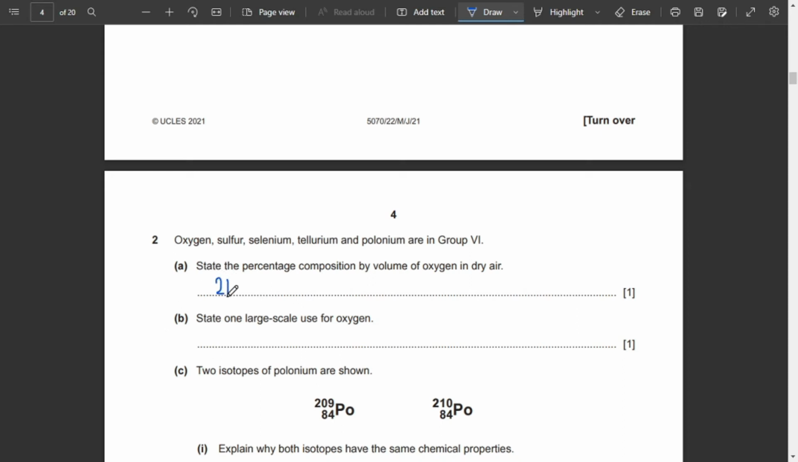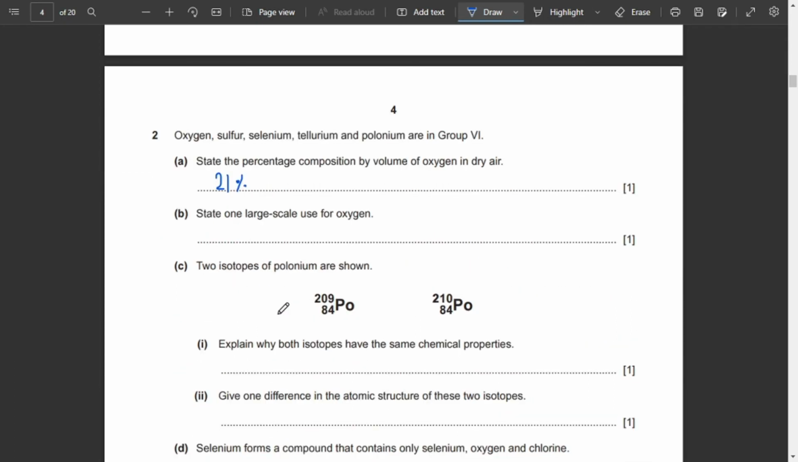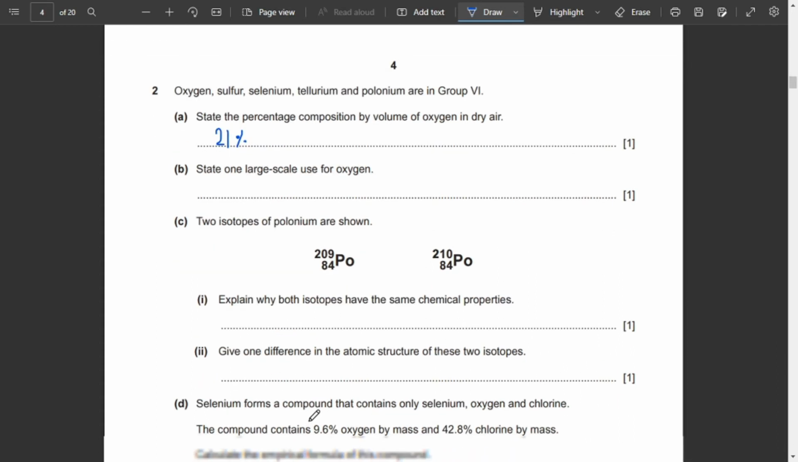Moving on to part B, state one large scale use for oxygen. There are so many large scale uses of oxygen. We use it in welding, we use it while cutting metals. You must have studied it in your chemistry classes, so you can write any one of them. I just gave you two examples, that is welding or cutting metals.